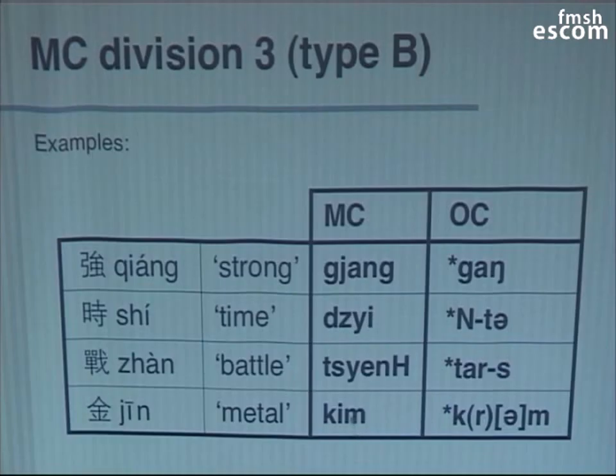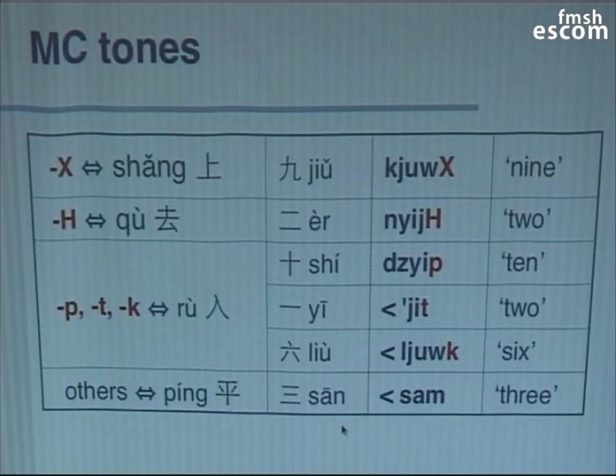This is a third division. You can see that each one has a J or a Y or an I or both. This one has both. So strong, time is something like G. A battle was something like Jin, and metal something like Kim. You can see this is just like the Kim surname in Korean or whatever. Again, you can peek at the Old Chinese, but I'm not going to talk about it yet.